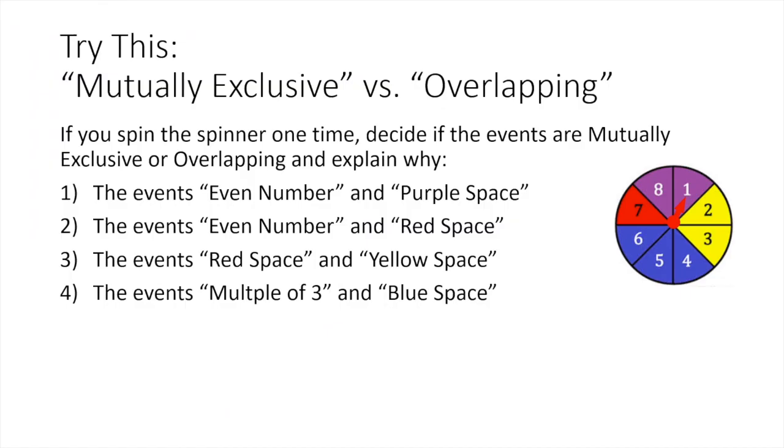Okay, your turn again. Try this. Decide if these events below are mutually exclusive or overlapping. You're going to spin the spinner one time and decide, can these two things happen at the same time? Or if you get one thing, does that tell you that the other item can't happen? So number one, an even number and a purple space. Number two, the spinner lands on an even number and a red space. Number three, the spinner lands on a red space and a yellow space. And four, a multiple of 3 and a blue space. So I'll give you some time to think about that.